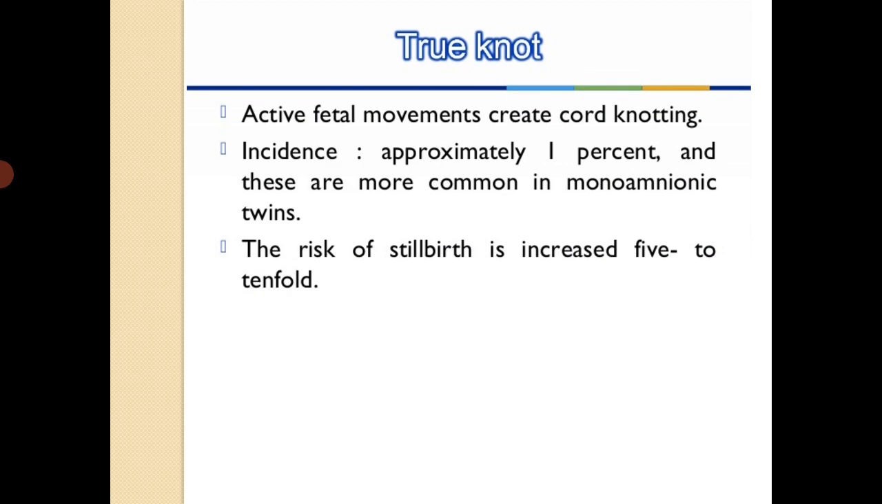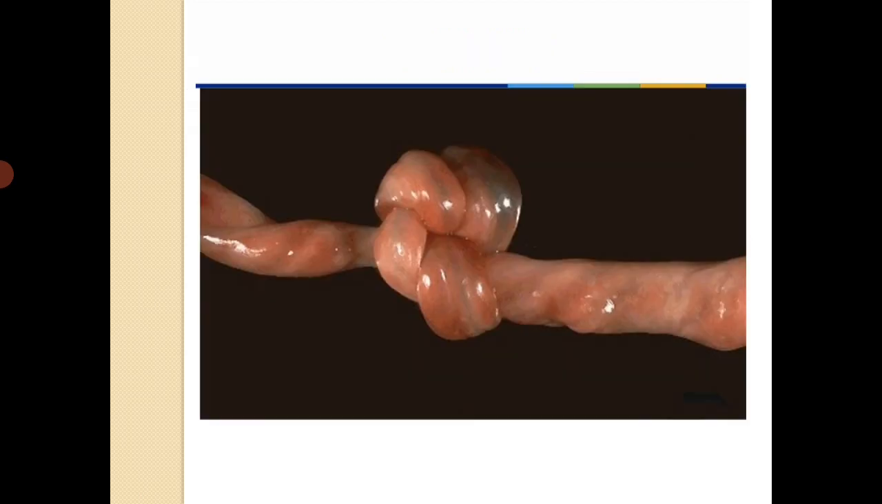Active fetal movements create the cord knotting. Incidence is approximately 1%, and these are more common in monoamniotic twins. The risk of stillbirth is increased 5 to 10-fold. This is the true knot, which occurs when the fetus has passed through a loop in the cord and a real knot has been created.